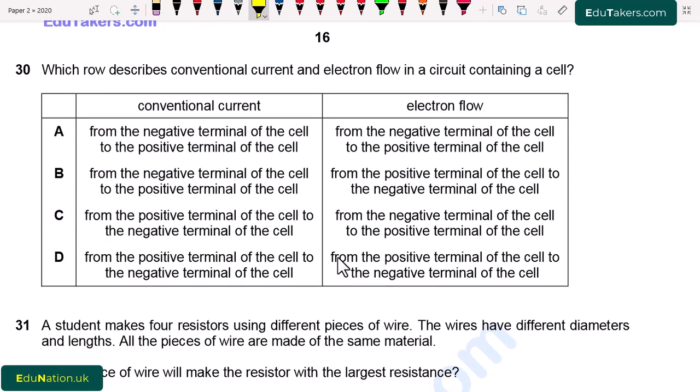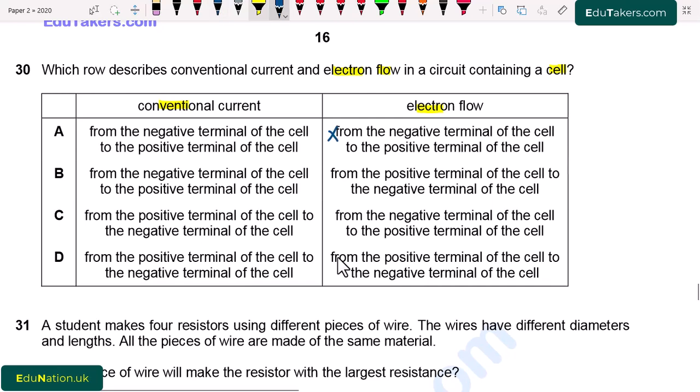Question number 30. Which law describes conventional current and electron current in a circuit containing a cell? Conventional current and electron flow. Option A: conventional current from the negative terminal of the cell to the positive terminal of the cell; electron flow from the negative terminal of the cell to the positive terminal of the cell. So this is incorrect because the direction of conventional current and electron flow is not the same.